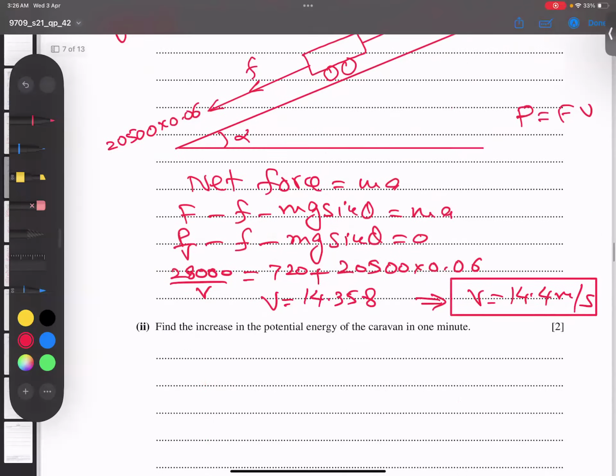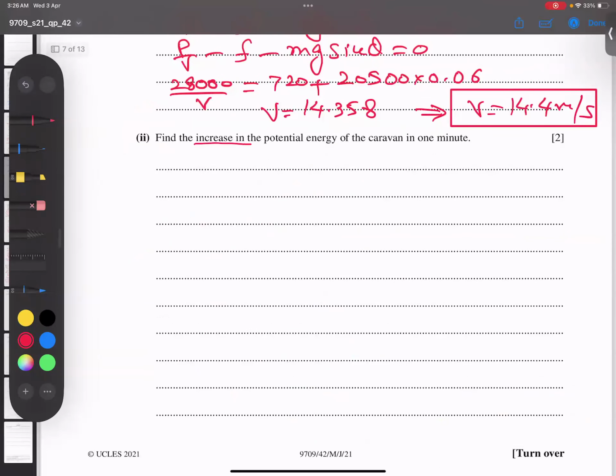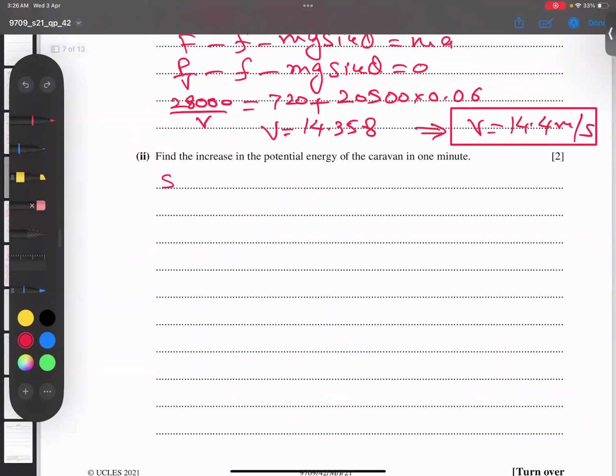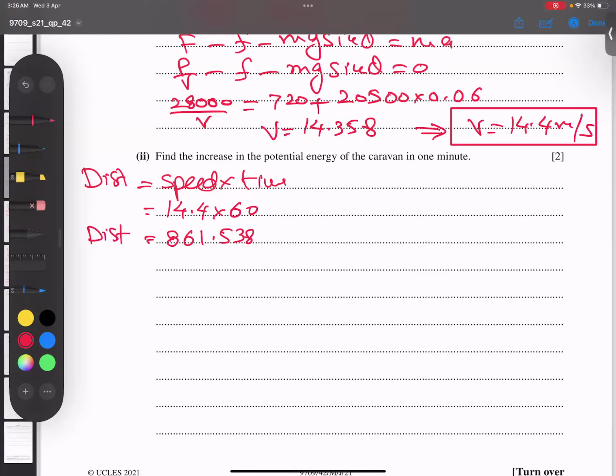So let's go for the next part, the last part of the question. Find the increase in potential energy if the caravan travels for 1 minute. First of all, the speed formula is very clear: speed times time will give us distance. We know the speed is 14.4 meters per second. We take 1 minute, so into 60. So 14.4 times 60, and I get distance 861.538 meters. This is the distance traveled in meters.